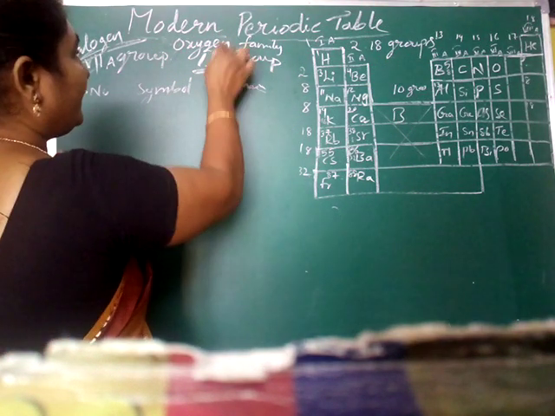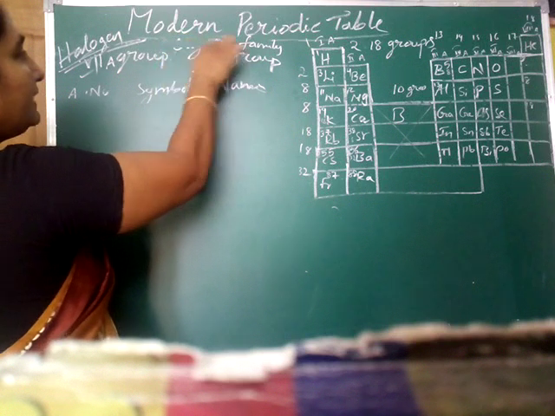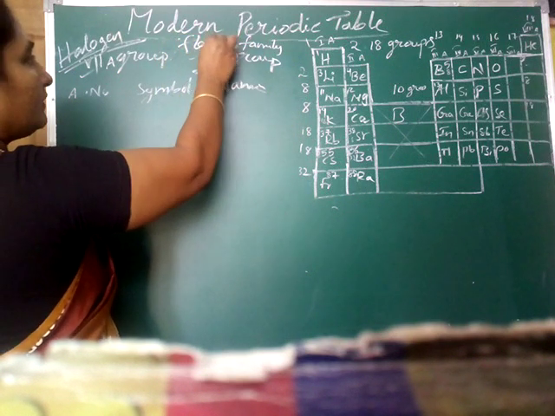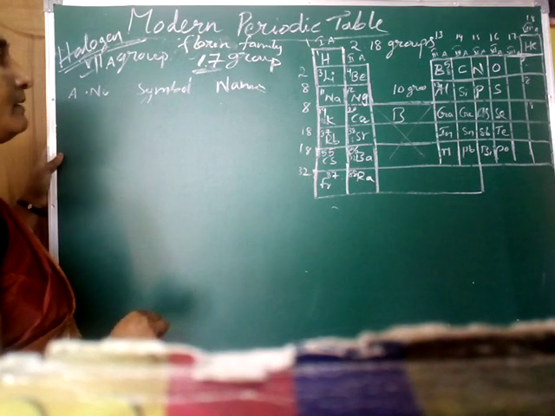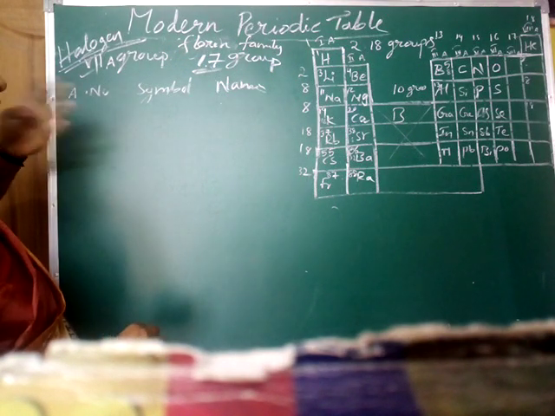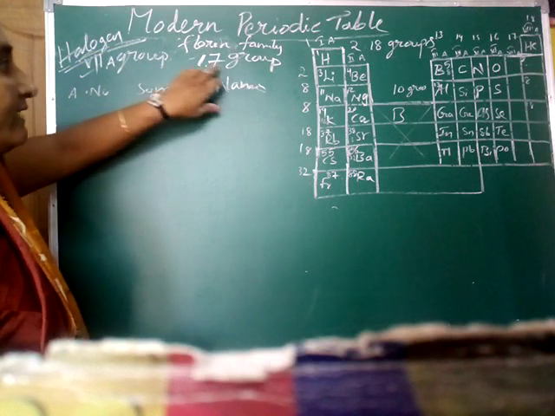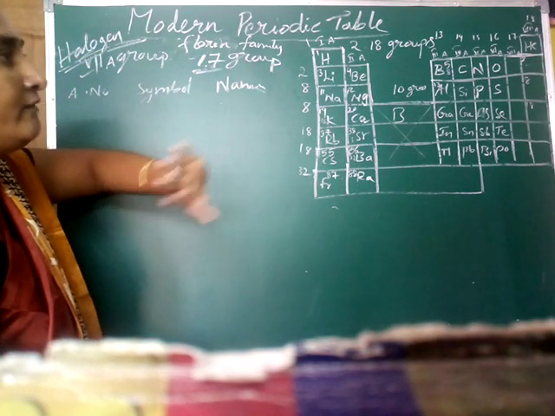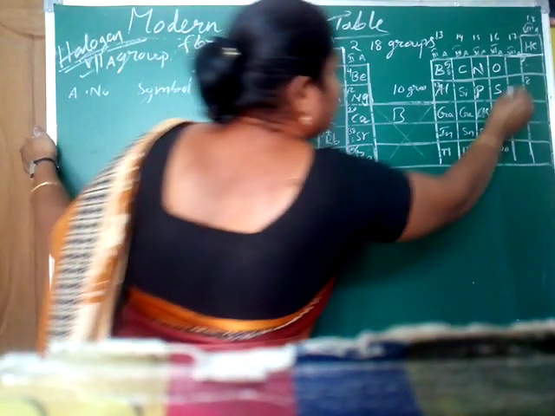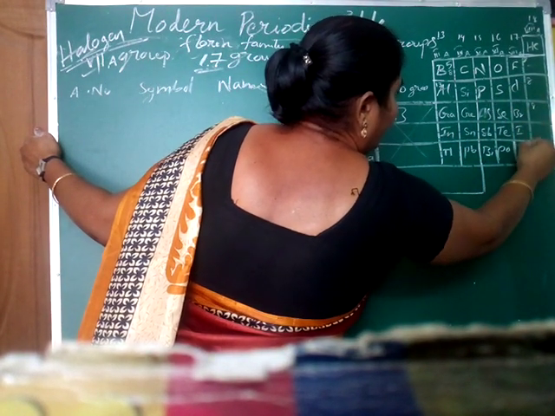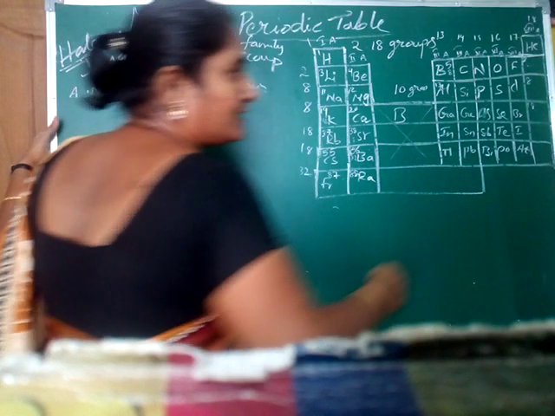Okay, this is the 17th group and the fluorine family. These are four names again. See, halogen family, 7th A group elements, 17th group elements, fluorine family. What are those? Fluorine, chlorine, bromine, iodine, astatine. See how it has a rhythm.